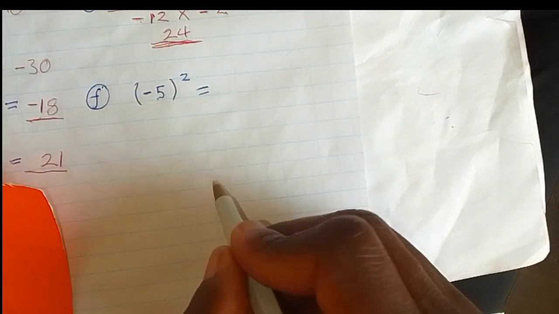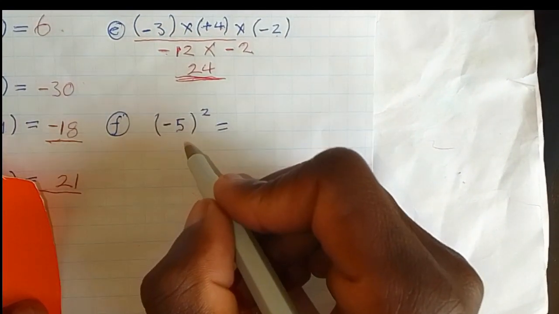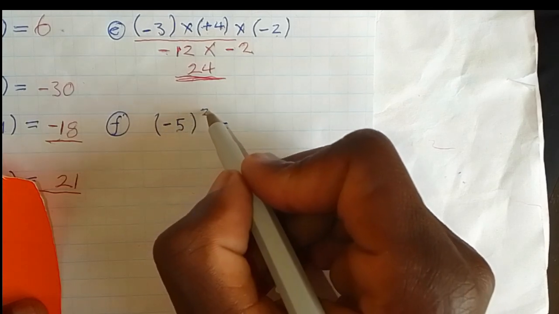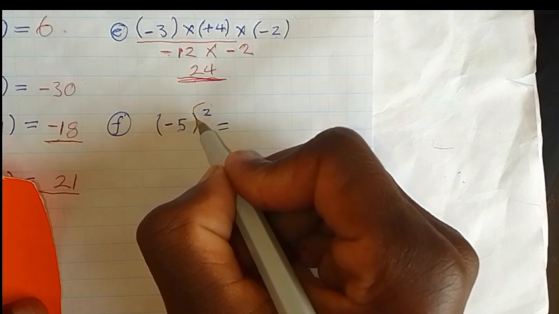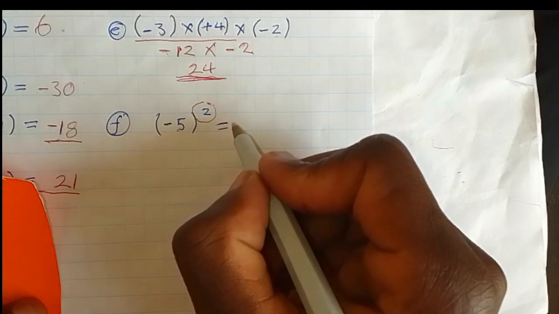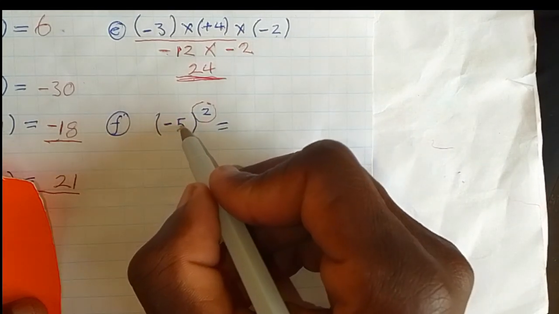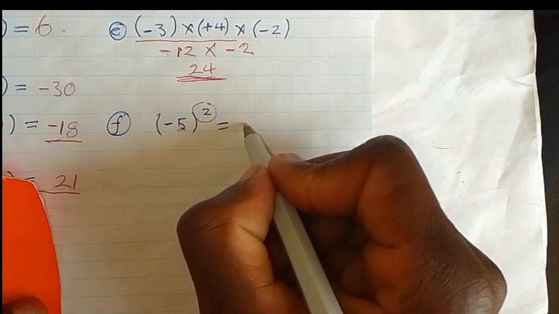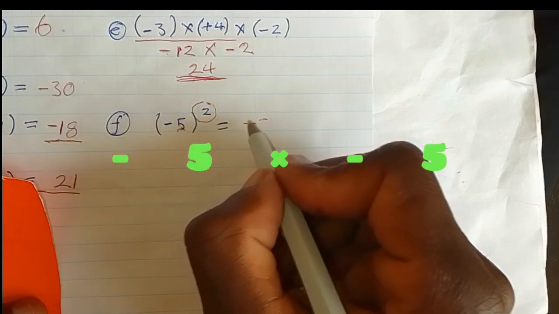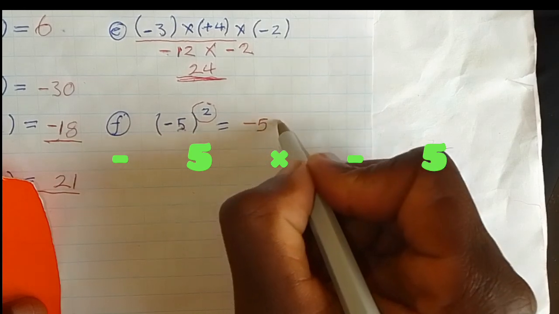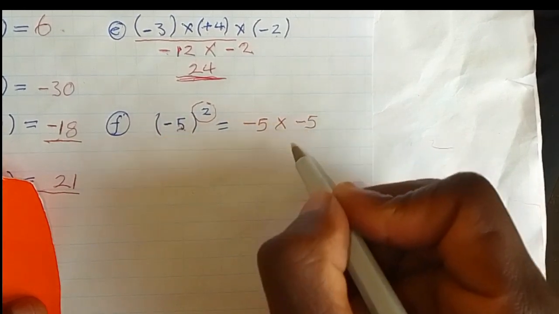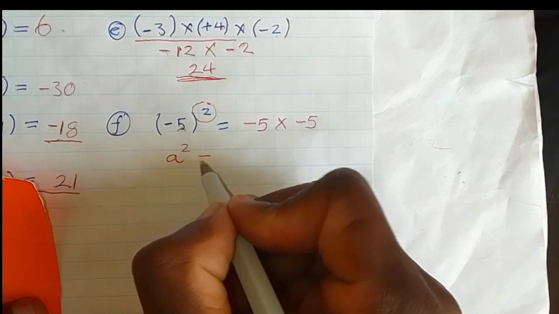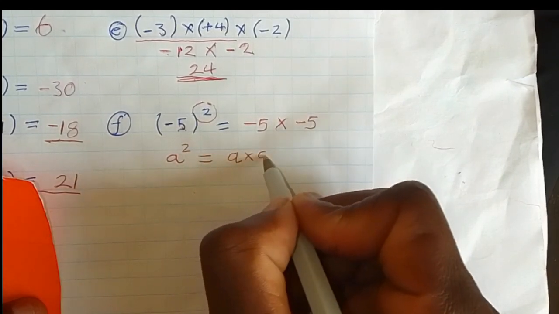Let's look at the final example of the day. Then we can call it a day. Negative 5 squared. Remember, when we have this 2 here, squared, this simply means that this number is multiplied by itself. So negative 5 squared is the same as saying negative 5 multiplied by negative 5. Remember, a squared from our algebra is the same as saying a multiplied by a.